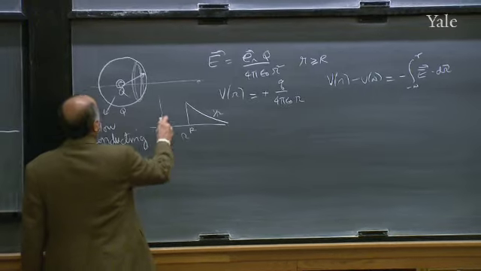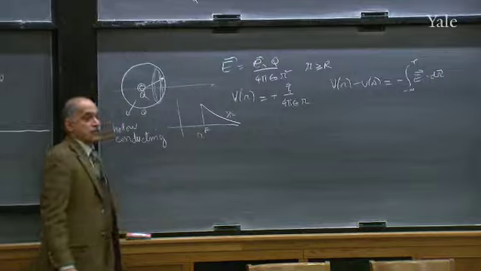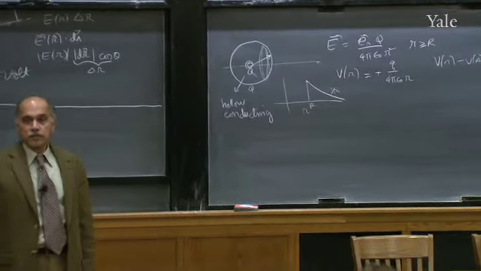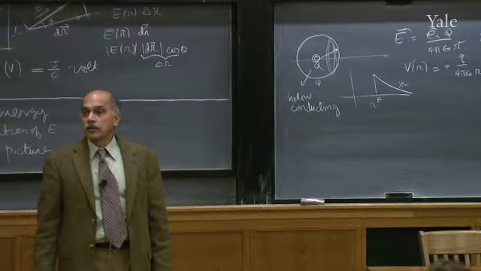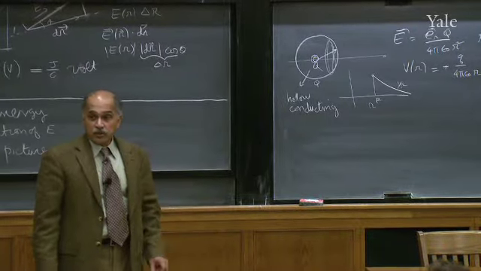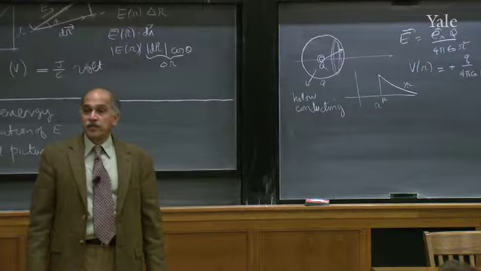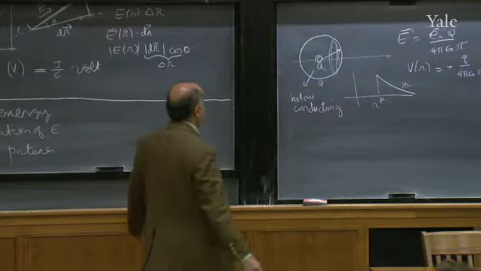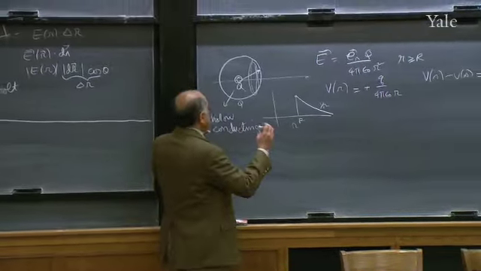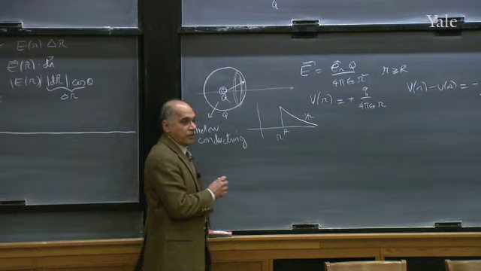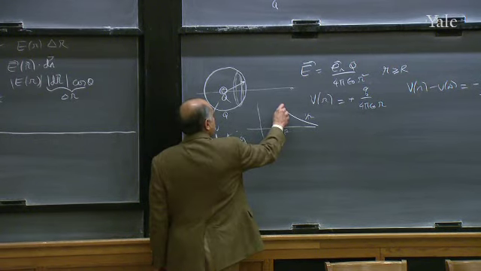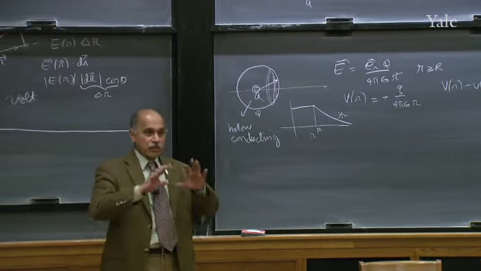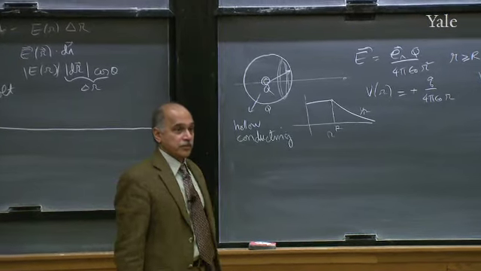Now, what about for r less than R? How do I continue this graph? Pardon me? You can use Gauss's law. If you use Gauss's law inside, what will you get for E? E is 0. The integral of E dot dr is 0. So potential does not change inside the sphere. But don't think potential is 0. It does not change. It's stuck at this value. So throughout the hollow sphere, there's only one potential.